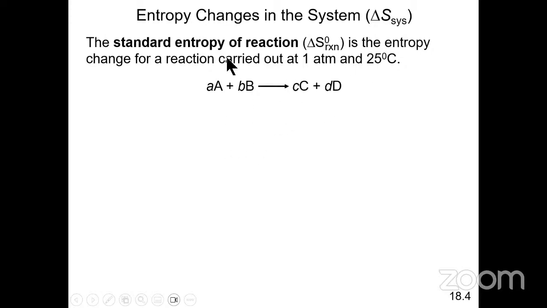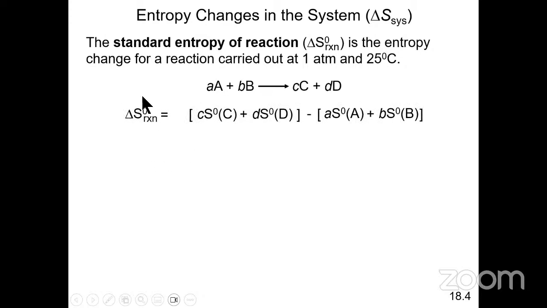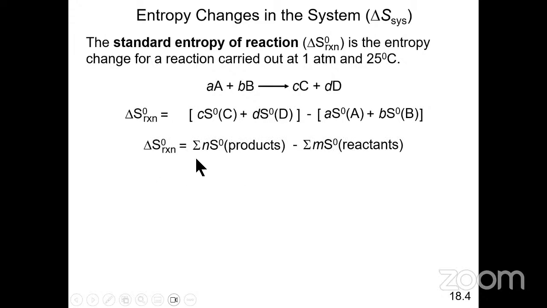So if you have a hypothetical reaction, aA plus bB to form cC plus dD, then to calculate the entropy change, we simply take the total sum of the entropy of the products, taking into account their coefficients, and then subtract from that the total entropy of the reactants, again, taking into account their respective coefficients, right? So to summarize, the change in entropy is equal to what you see here, all right?